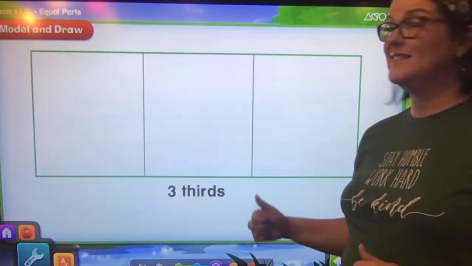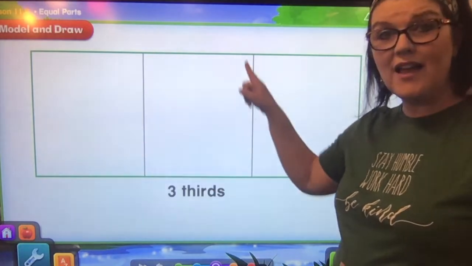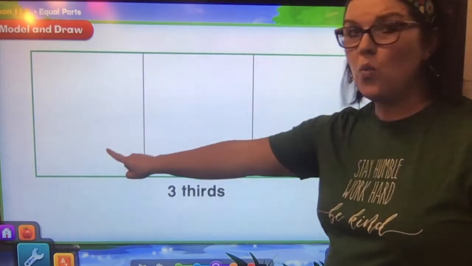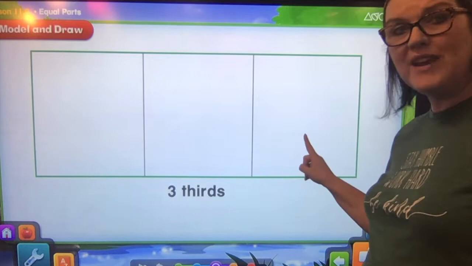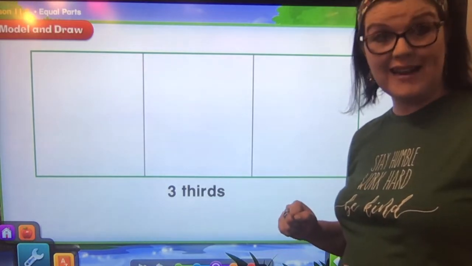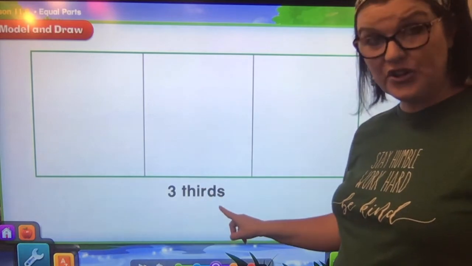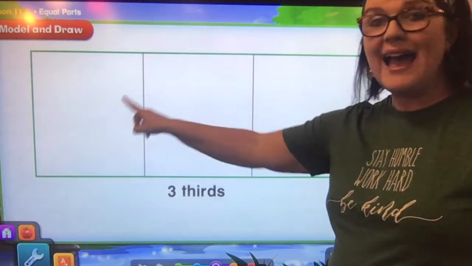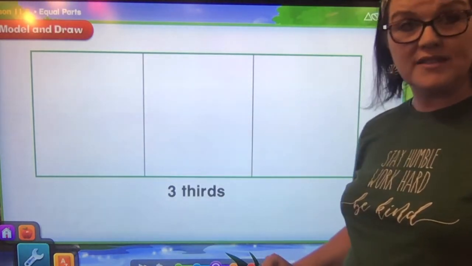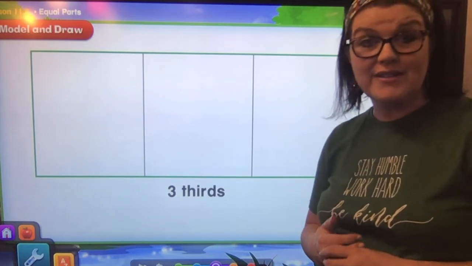Now in our green rectangle, we have created 2 lines, which gives us 1, 2, 3 equal parts to our rectangle. And as you can see, we call this 3/3. All right, when we have 3 equal parts, then it's considered thirds.